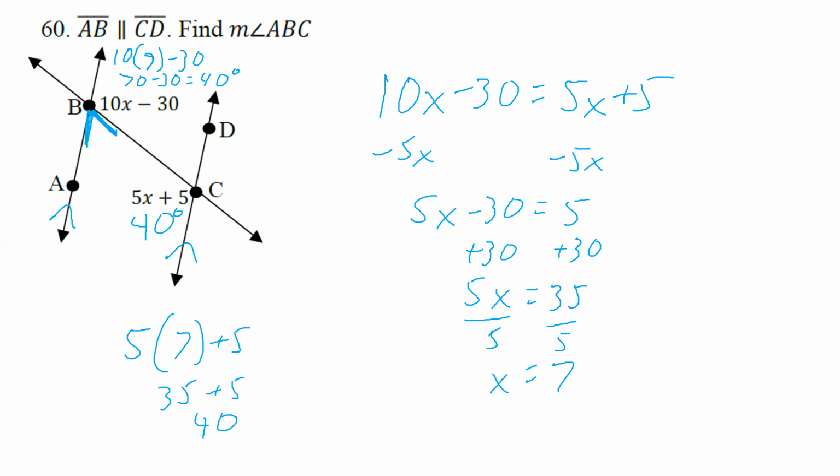So when we have parallel lines, we either have angles that are congruent or angles that are supplementary. So supplementary angles, these two angles have to add up to 180. To find the angle they want, we're just going to subtract that 40 from 180, and that leaves us with 140.